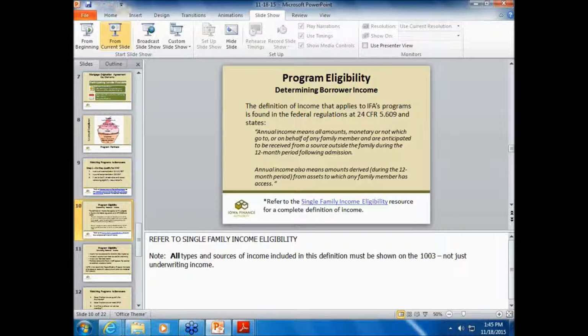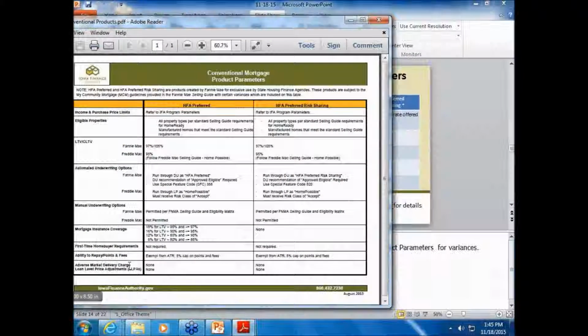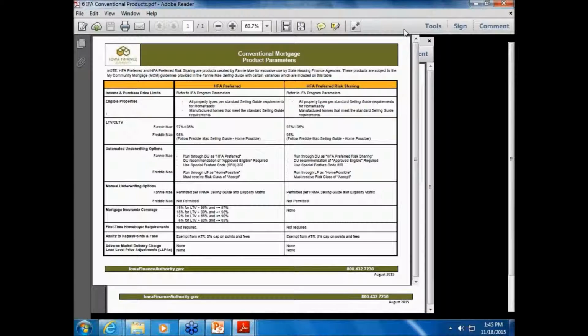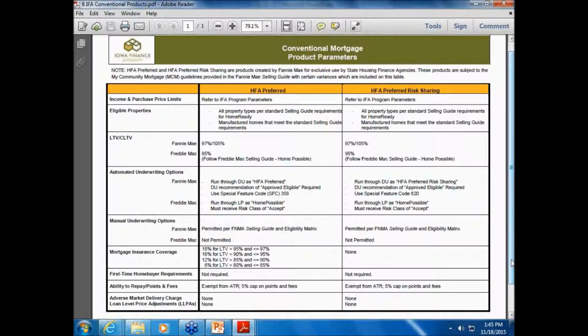Let's see. I think we have a conventional product matrix. So with that, I'd like to open up a cheat sheet that we have, a conventional product parameters table. This shows side by side the graduated MI program, which is the HFA Preferred, as well as the risk sharing, which is the no MI. And so you can see on the different parameters, income, eligible properties, the loan to value, and combined, all of those things you'll see here. And this is just your cheat sheet to know what is applicable.